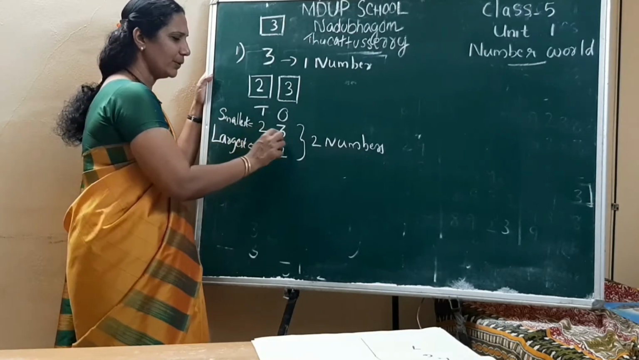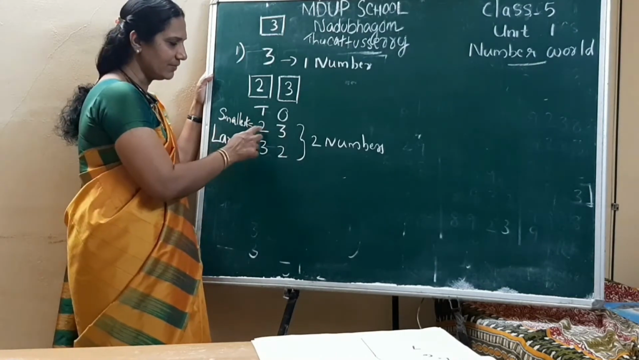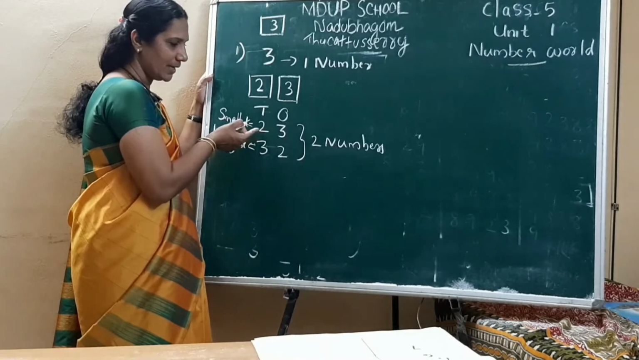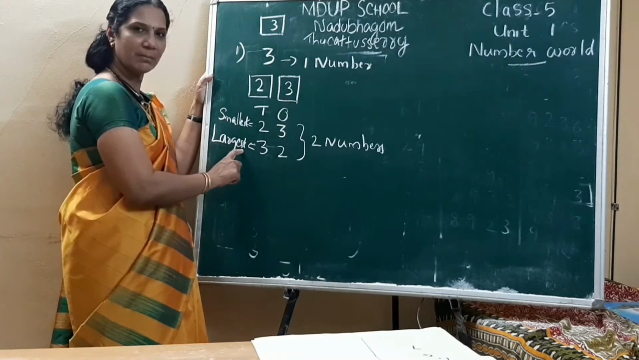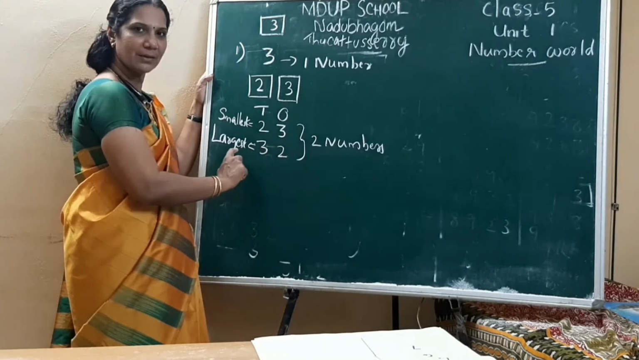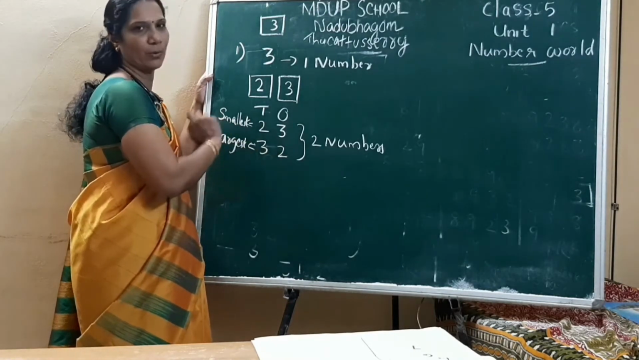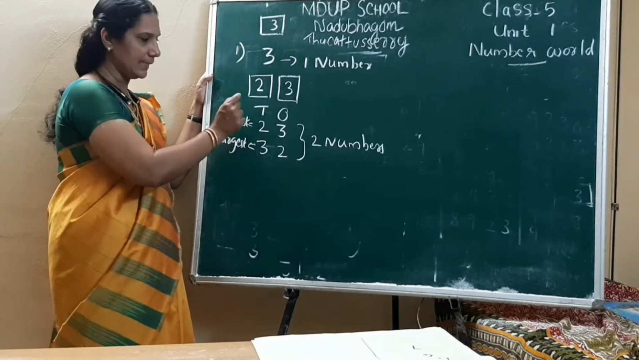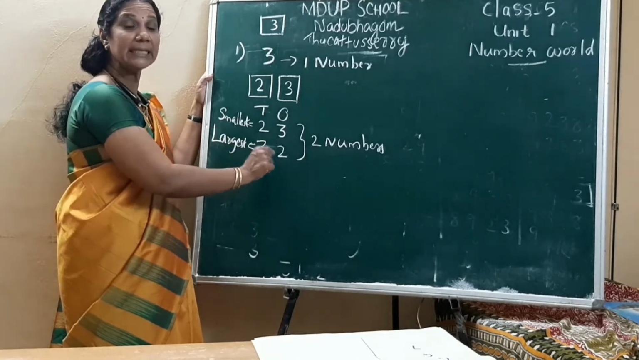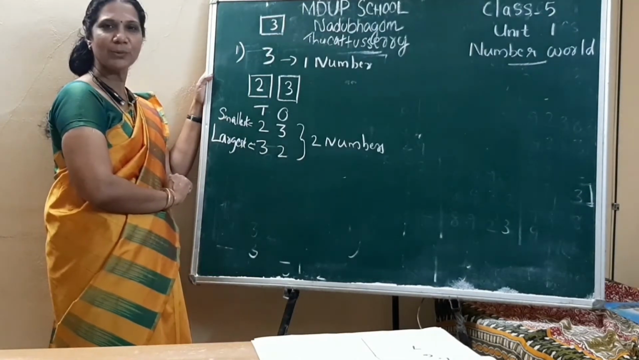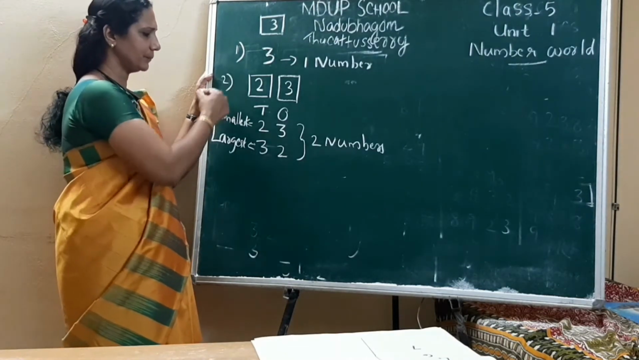Can you notice anything in the arrangement of the digits? Here the given digits are in the increasing order, that means smaller to larger. In the largest number, can you notice this? Here the digits are in the decreasing order, larger to smaller. That is, in the smallest one, digits are in the increasing order. In the largest one, the digits are in the decreasing order. Got these points, all of you? Okay.